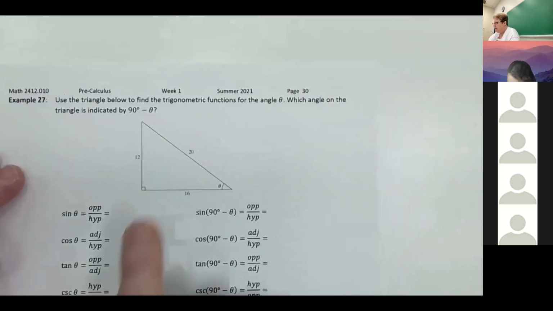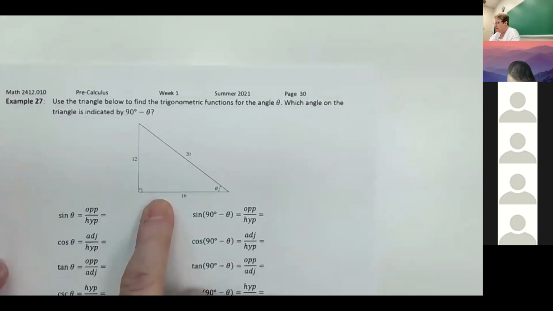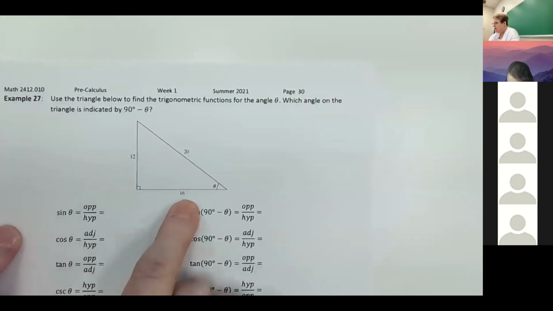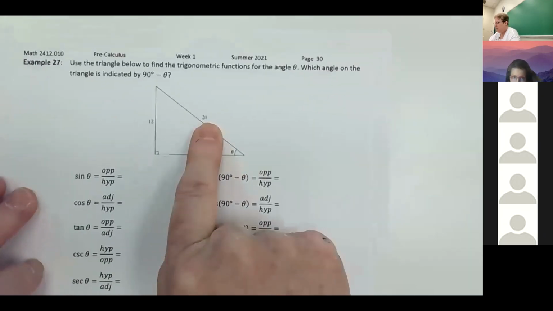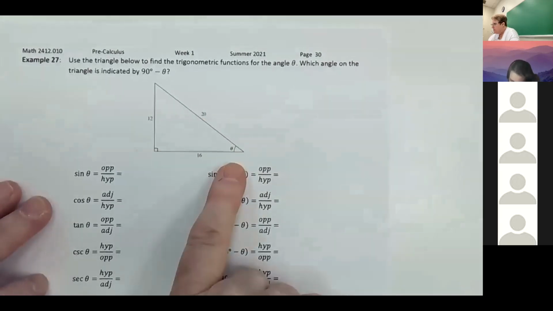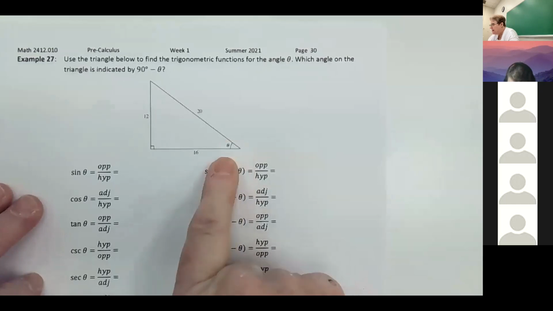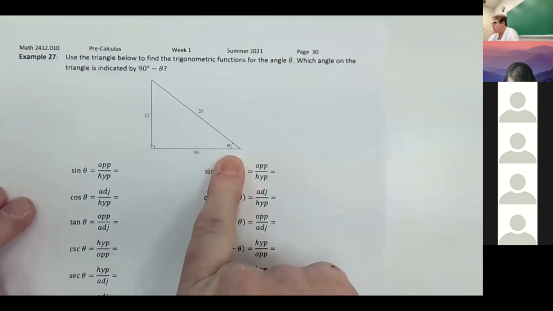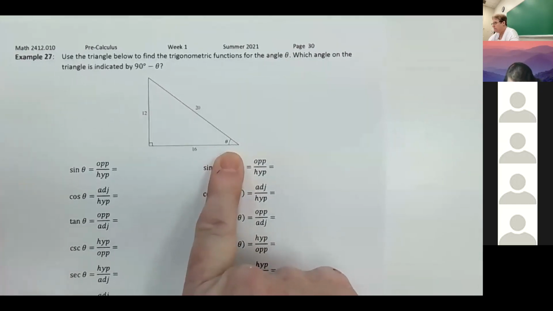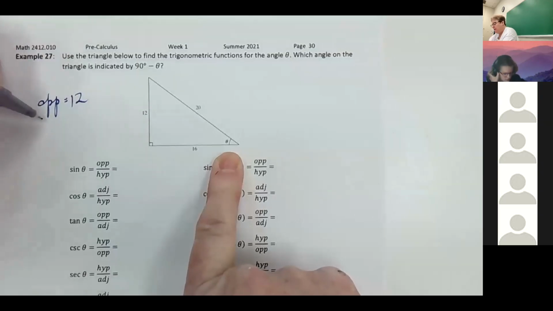So here's a triangle with everything filled in. It's a 12, 16, 20 triangle. And from the point of view of angle theta, what side is opposite? Which one? Good. And the adjacent?